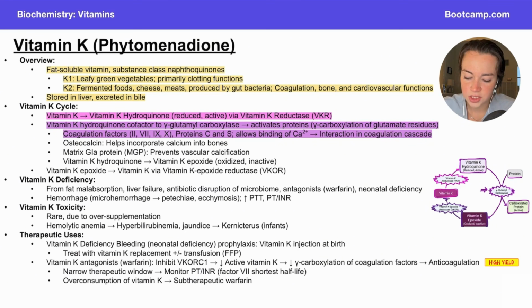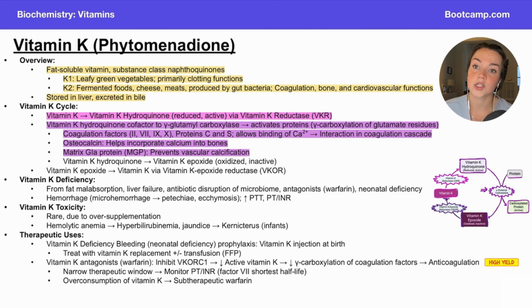Another one is osteocalcin, and the function of osteocalcin is to incorporate calcium into bones. You might start to notice a bit of a calcium theme here, and this is how we get our bone functions out of vitamin K. Another one is called matrix Gla protein, or MGP, and this prevents vascular calcification. So it stops calcium from depositing in your blood vessels. Again, the calcium theme here keeps ringing true, and this is how we get our cardiovascular functions out of vitamin K. Far and away, though, the coagulation factors are the highest yield of these functions.